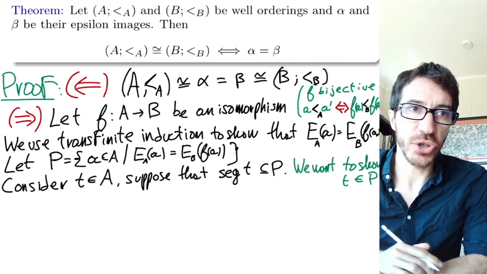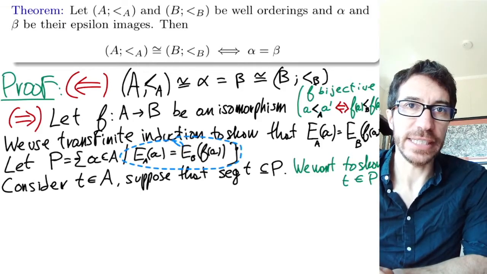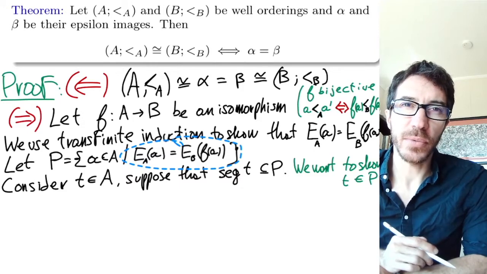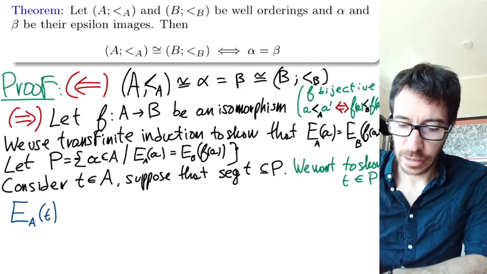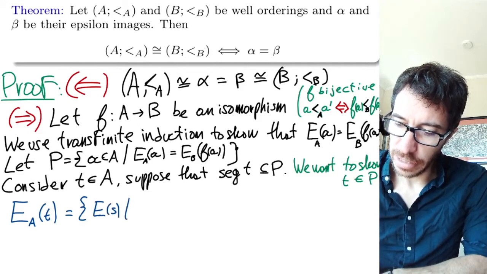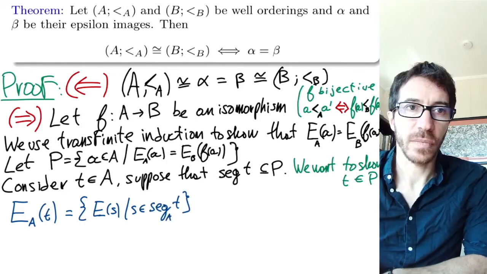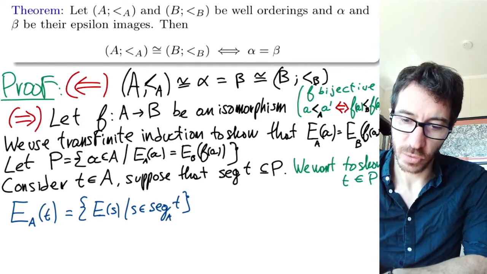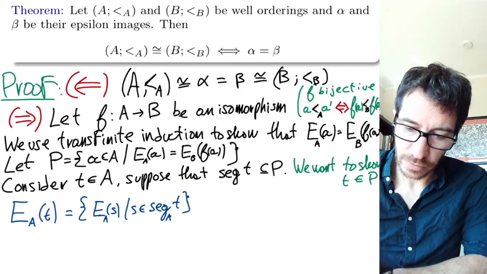So that means we want to show that this thing up here holds for T. So let's see what we get. E, according to A of T, is equal by definition to E of S for all S that is below T, that belong to the segment according to A of T. Correct? That's what the definition was, right? Of E, exactly. E, all the previous ones. And this is, of course, E according to A.